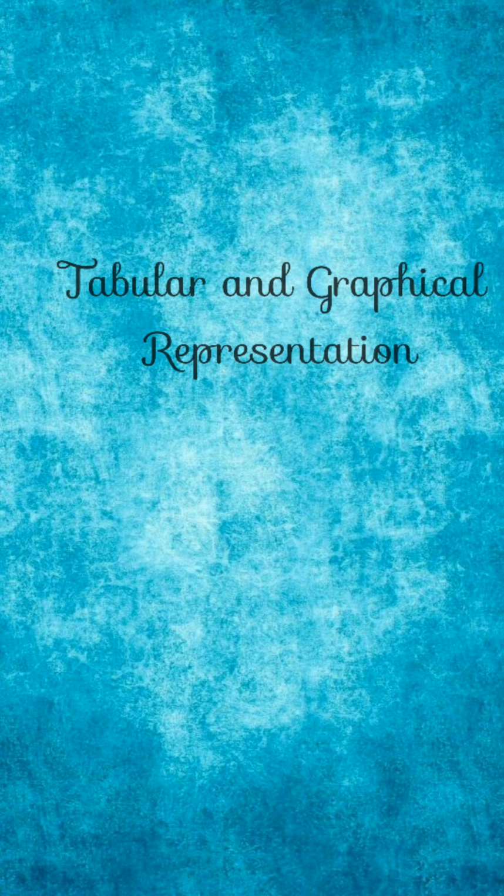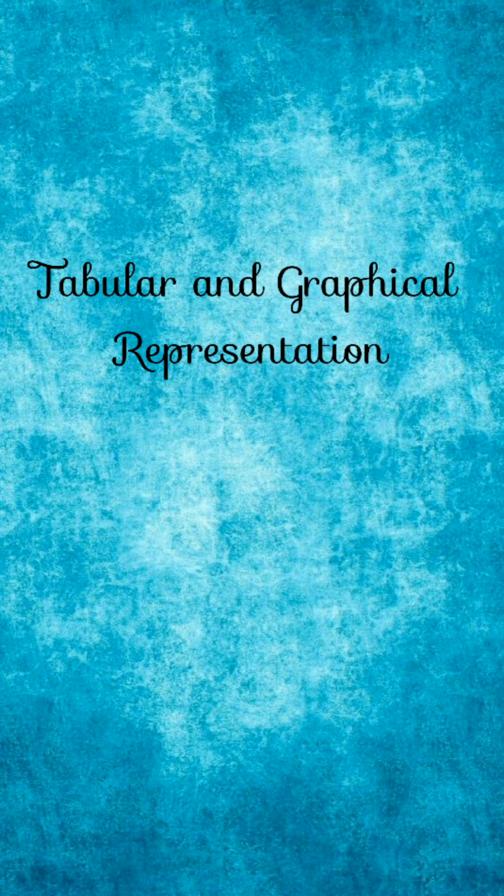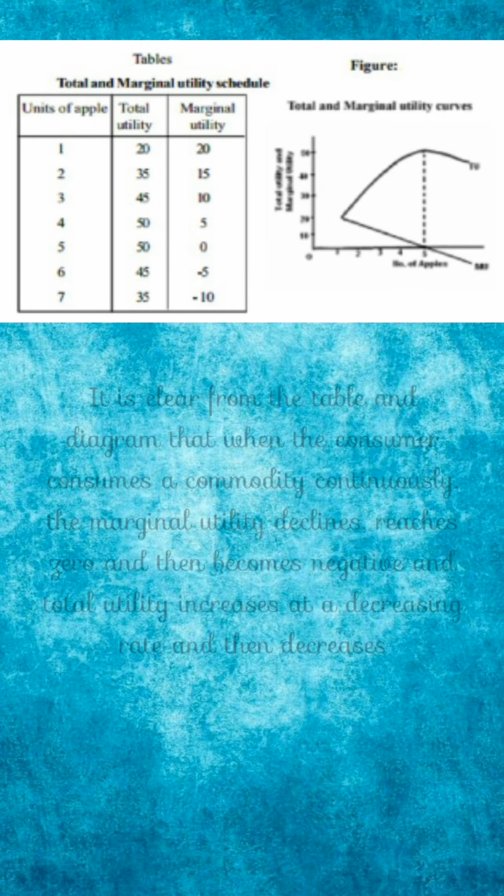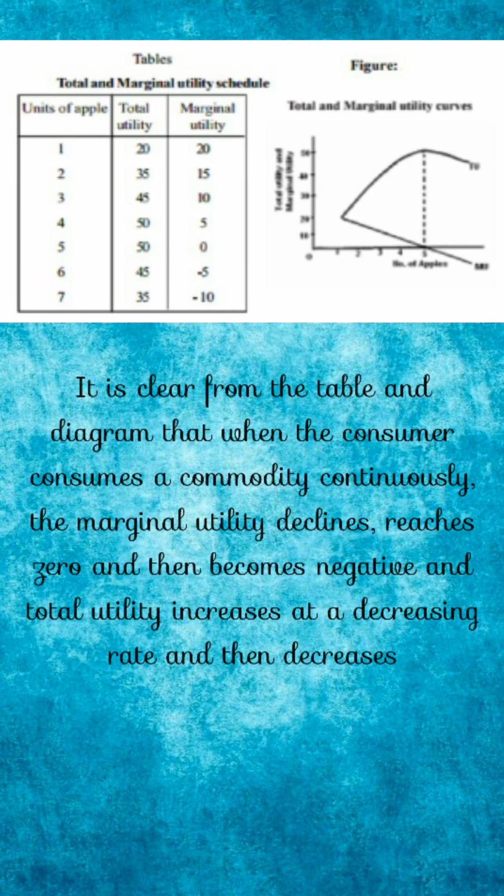Now let us try and understand the law of diminishing marginal utility with the help of a table and diagram. It is clear from the table and the graph that as a consumer consumes the commodity continuously, the marginal utility decreases and it reaches 0. 0 is the point of saturation where the consumer gets exhausted from the consumption of apples. Finally, marginal utility becomes negative, whereas total utility increases at a decreasing rate and finally decreases.